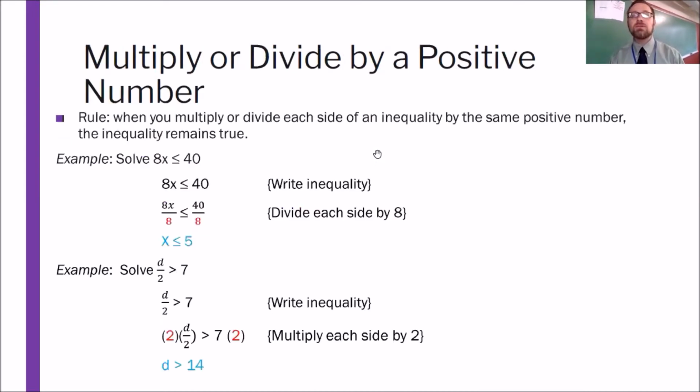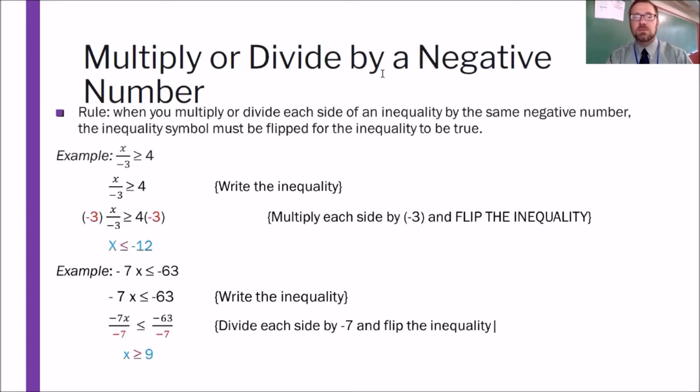Now, if we multiply or divide by a positive number, it's just like in our equality stuff. So we have 8x is less than or equal to 40. So you just divide both sides by 8. You get x is less than or equal to 5. Next, we have d over 2 is greater than 7. So you multiply by 2. You get d is greater than 14.